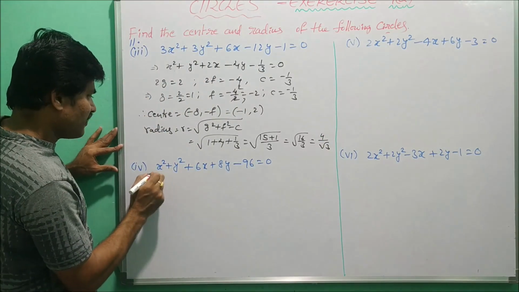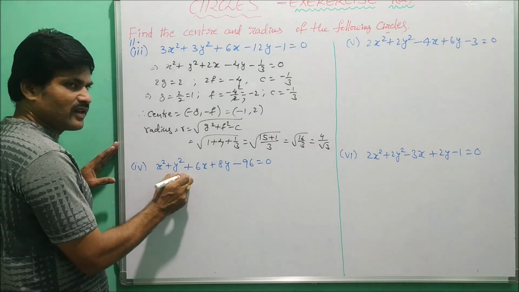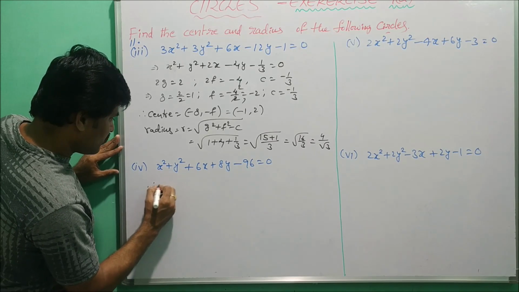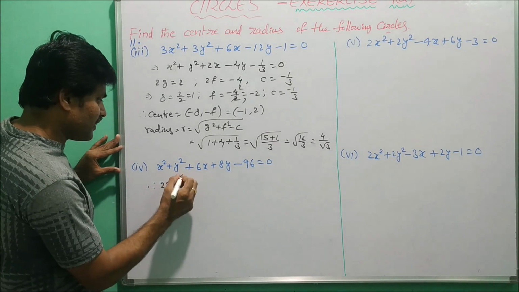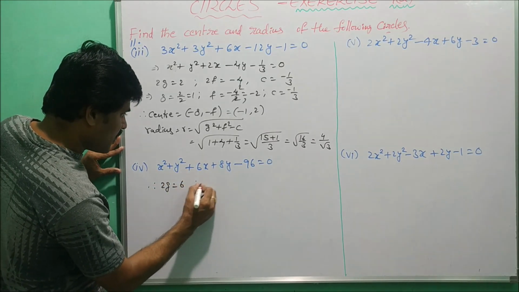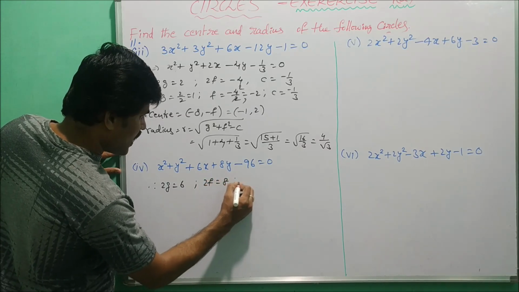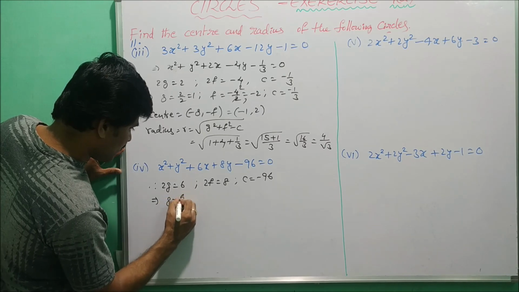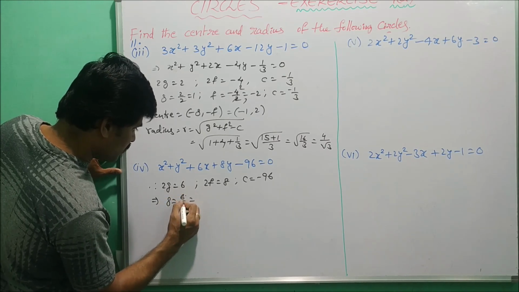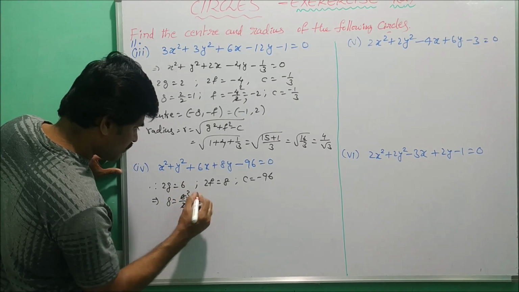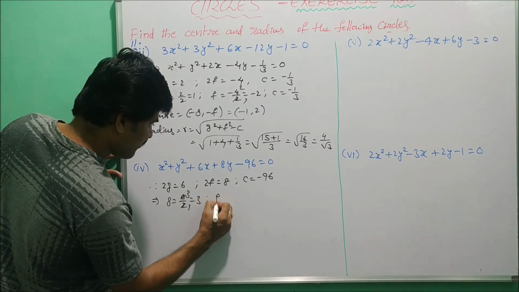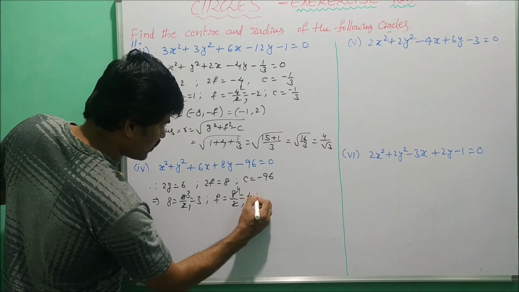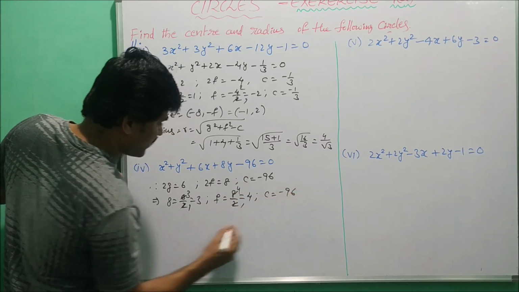Similarly, the given circle is x square plus y square plus 6x plus 8y minus 96 equals 0. Here, comparing with the general form of the circle, 2g equals 6, 2f equals 8 and c equals minus 96. Now the value of g is 6 by 2, that equals 3. In this, f equals 8 by 2, that is 4, and c equals minus 96.